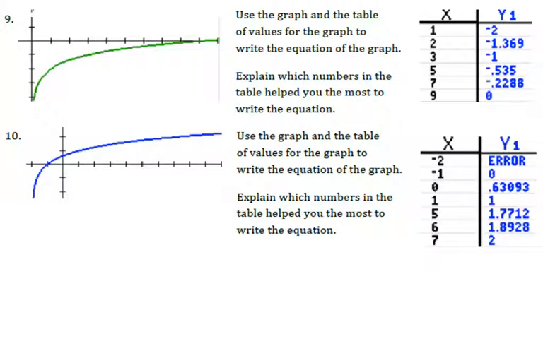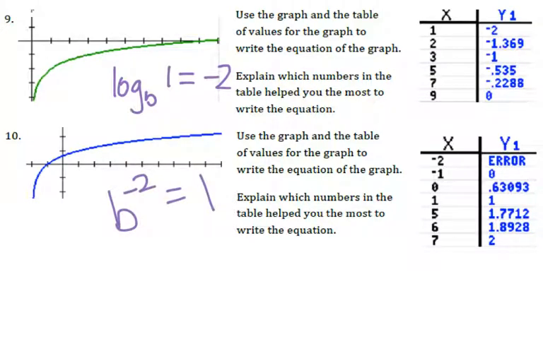Alright, 9. It says use the graph and the table of values for the graph to write the equation of the graph. Explain which numbers in the table helped you the most. So, if we're thinking these are logs, it's basically log base something of 1 is going to equal negative 2. Okay? So thinking about the inverse, we'd go b to the negative 2 equals 1. Okay, well, what would make that work? Maybe let's take a look at this one. We have b to the negative 1 would equal 3.